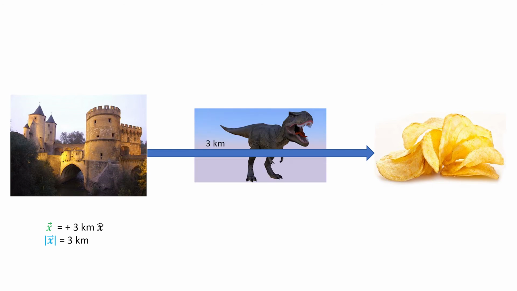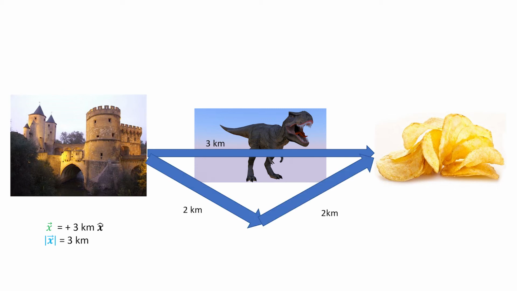Now, you could try and go through the Tyrannosaurus Rex, which I don't recommend, or you might decide, okay, fine, I'll go around him. But the price of going around him is taking a kind of roundabout path which has 2 segments, each of which are 2 kilometers long. So if you walk along both segments, you actually have to walk 2 plus 2, or 4 kilometers. So in this case, the displacement is 3 kilometers to the right. That's how you get from where you are to where you want to go.